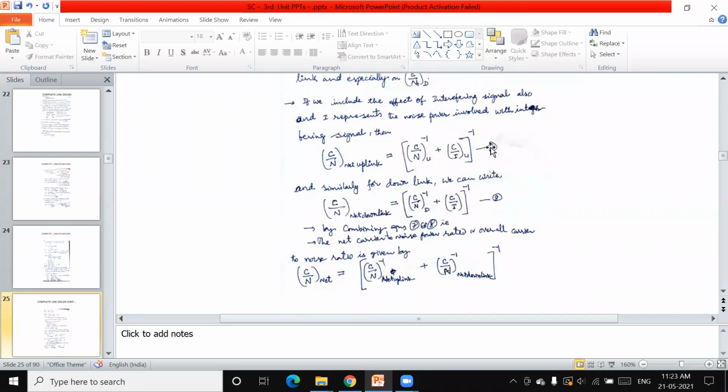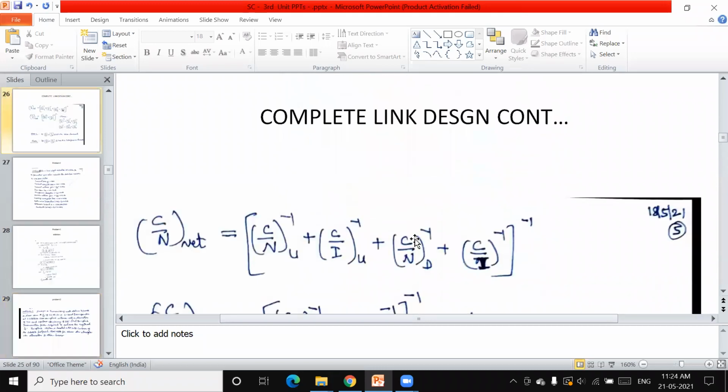So now by combining these 7 and 8, the net will be C by N net uplink plus C by N net downlink. If you consider the total carrier to noise power C by N net, it means C by N net up plus C by N net down. This is nothing but the total. So what is this? C by N net uplink plus C by N net downlink.